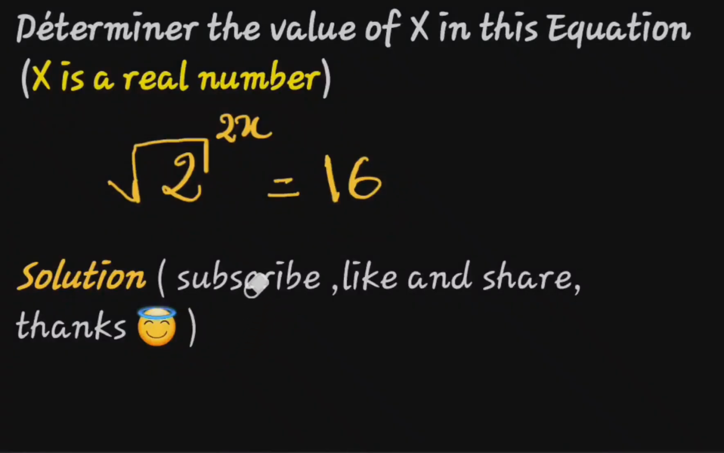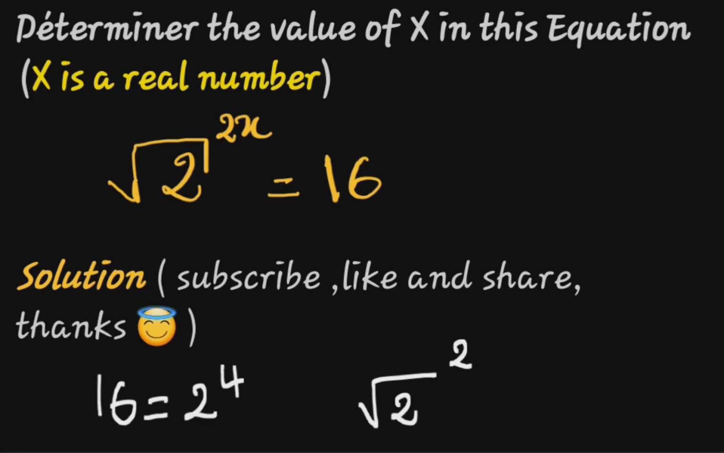Welcome to another video. Today we want to solve the equation: the square root of 2 to the power 2x is equal to 16. Okay, solution. We know that 16 is equal to 2 to the power 4. So I'm going to replace this in the equation, and I will have the square root of 2 to the power 2x equal to 2 to the power 4.